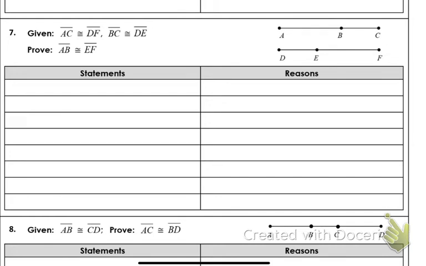Okay. Let's go through this. So my first step is our given. I'm going to shortcut that by just putting an arrow there. And we'll put given because I'm pretty sure you guys can copy stuff, I would hope. My second step, we can get points for this. We know we're going to turn a congruent symbol probably into an equal symbol. So I'm going to go ahead and say that AC is equal to DF. And I'm going to have BC is equal to DE.